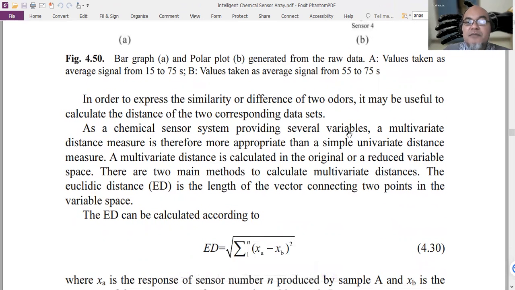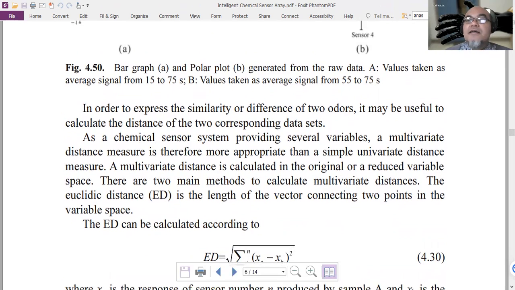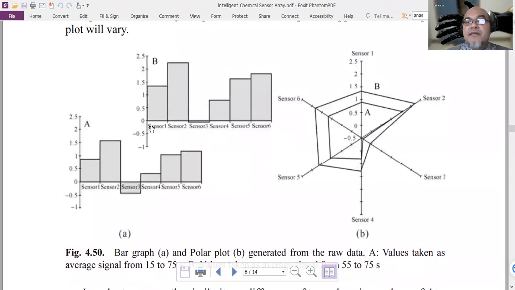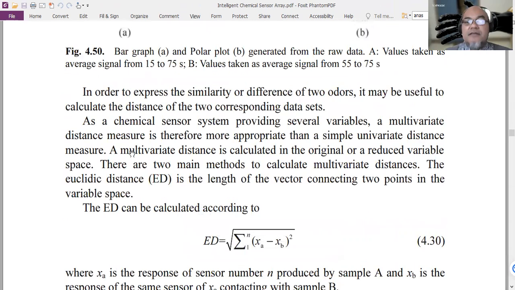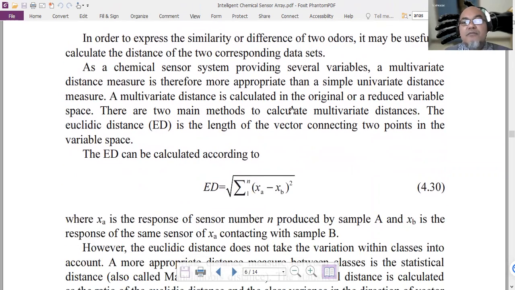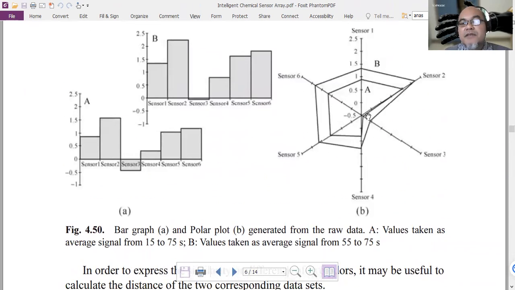As a chemical sensor system providing several variables, in this case A and B, a multivariate distance measure is therefore more appropriate than a simple univariate distance measure. Because you have the two variables A and B measured at different points of time from each of the sensors, this can be calculated using Euclidean distance, the length of the vector connecting two points in the variable space between the A and B here.